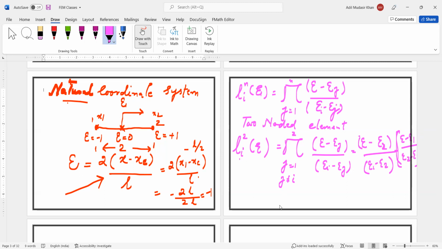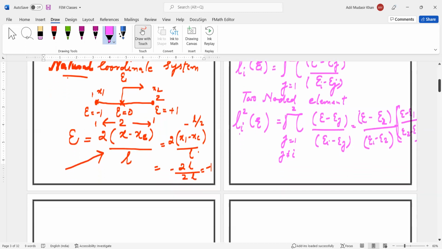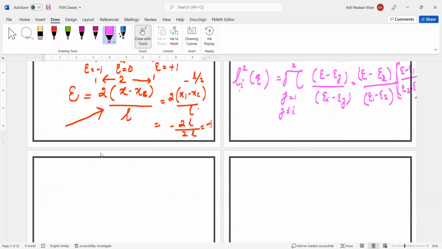So as far as our two shape functions are concerned, the first shape function N1 as a function of zeta is equal to (zeta minus zeta 2) divided by (zeta 1 minus zeta 2). Here, if you look, zeta 1 is equal to plus 1.